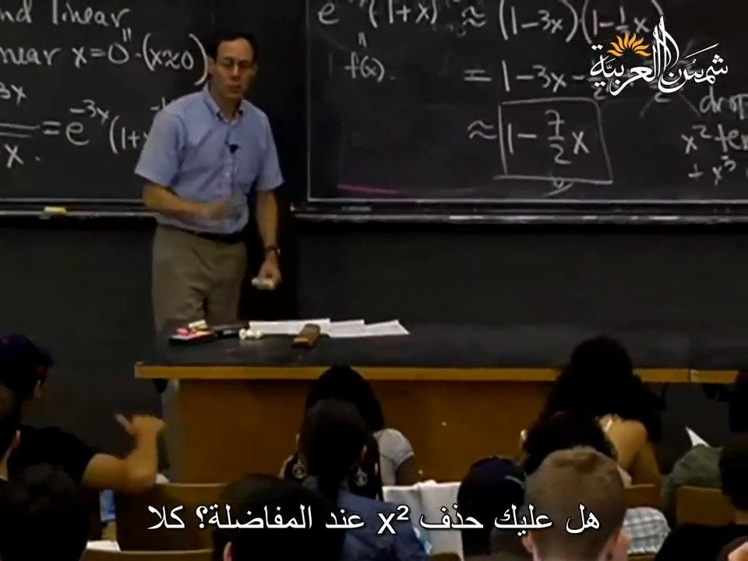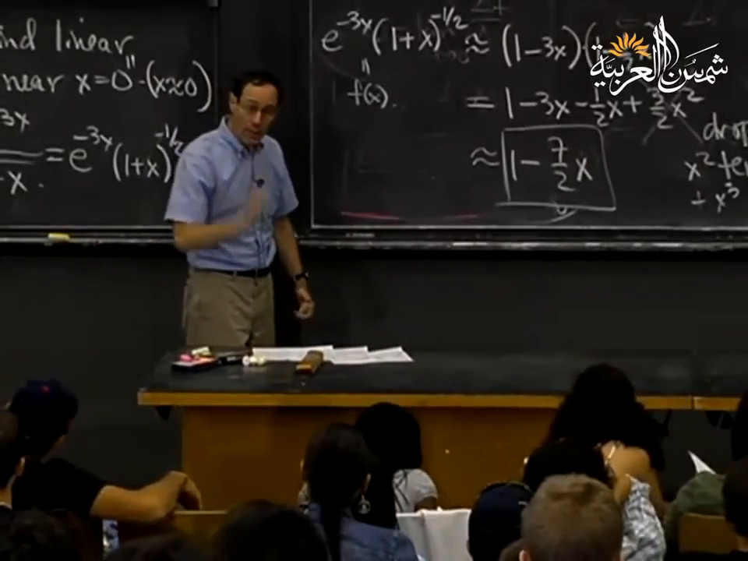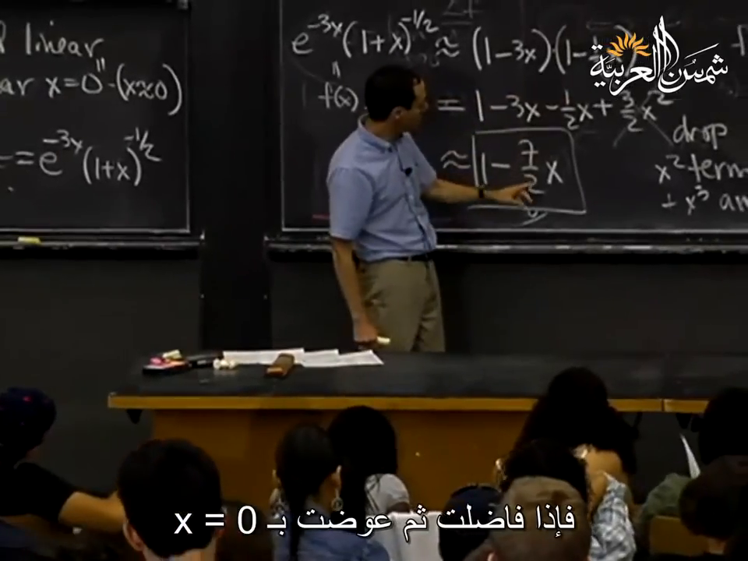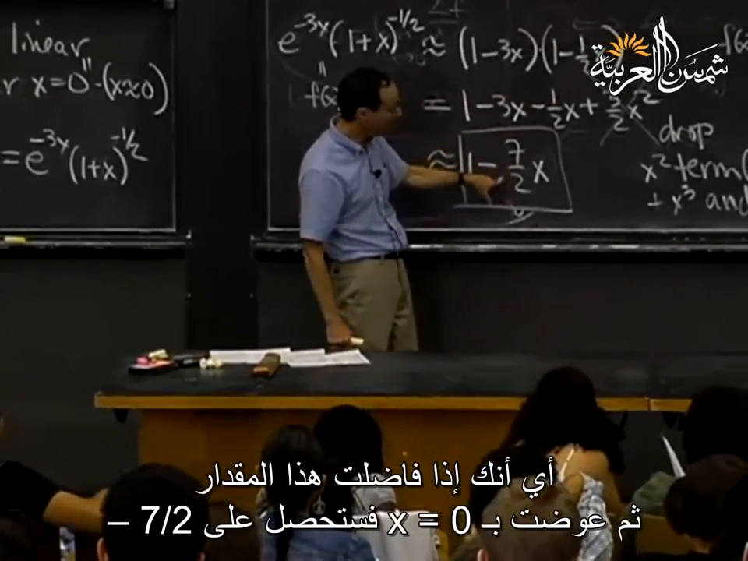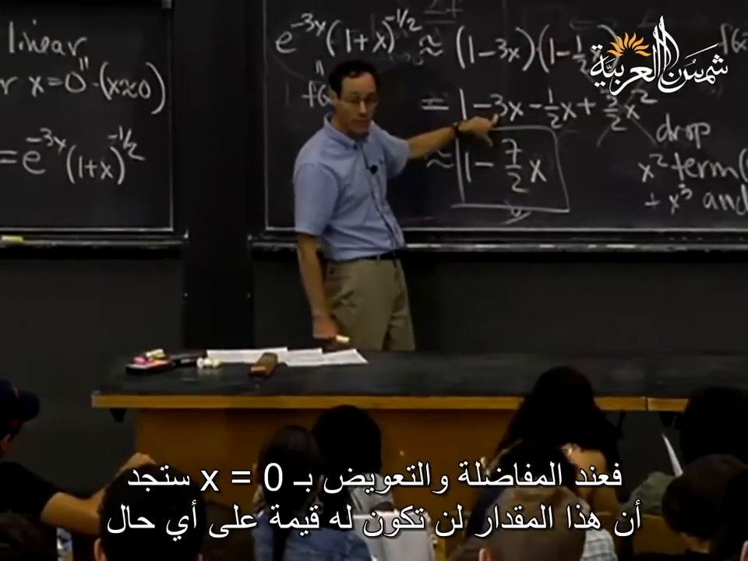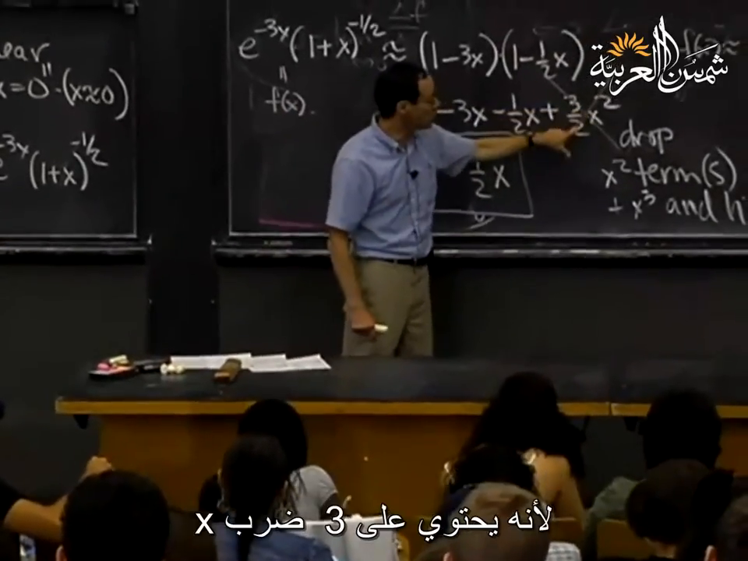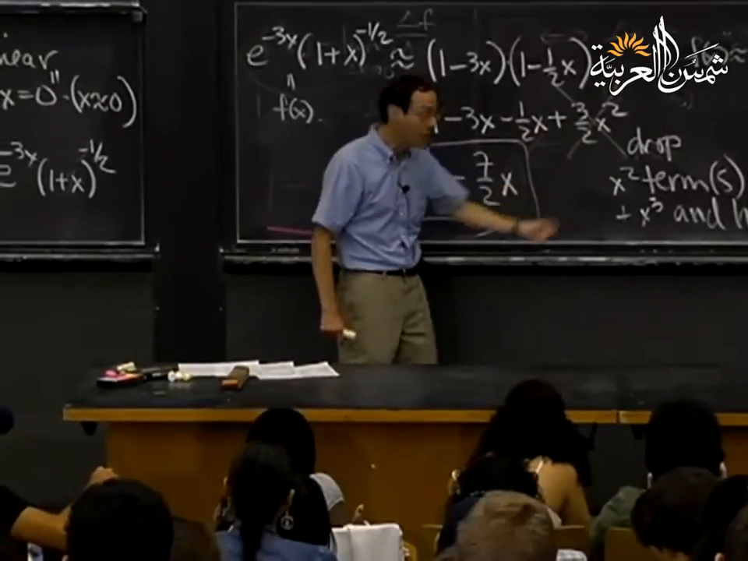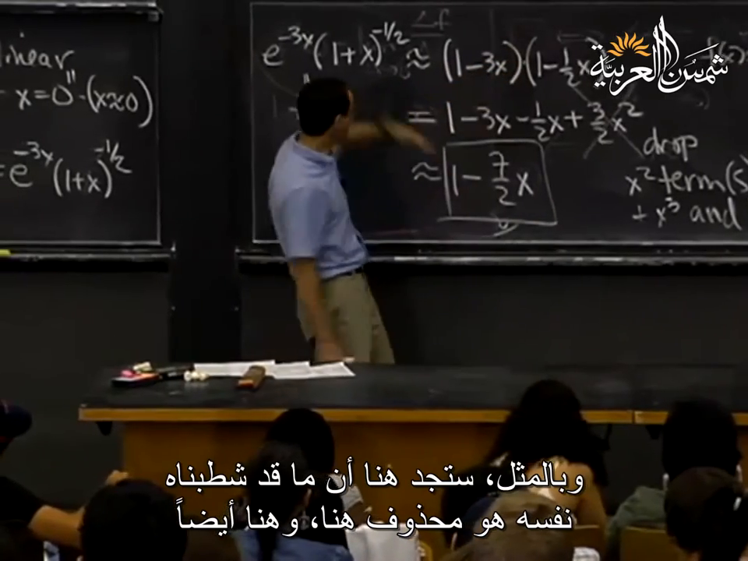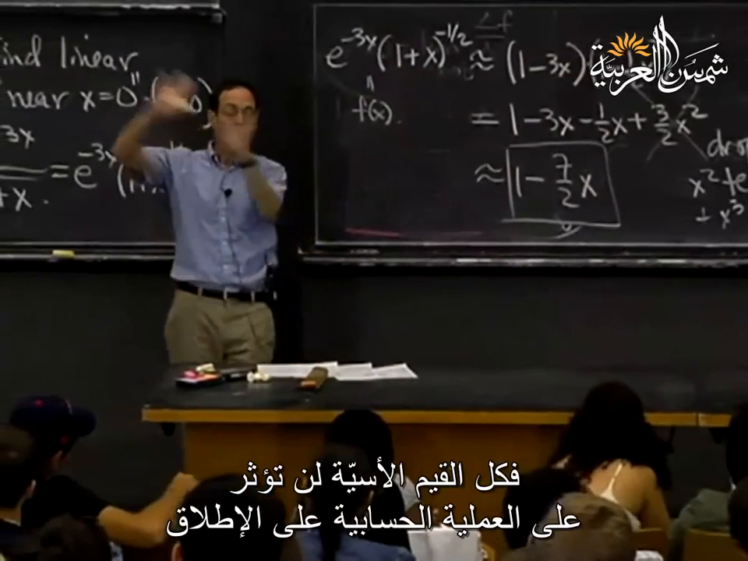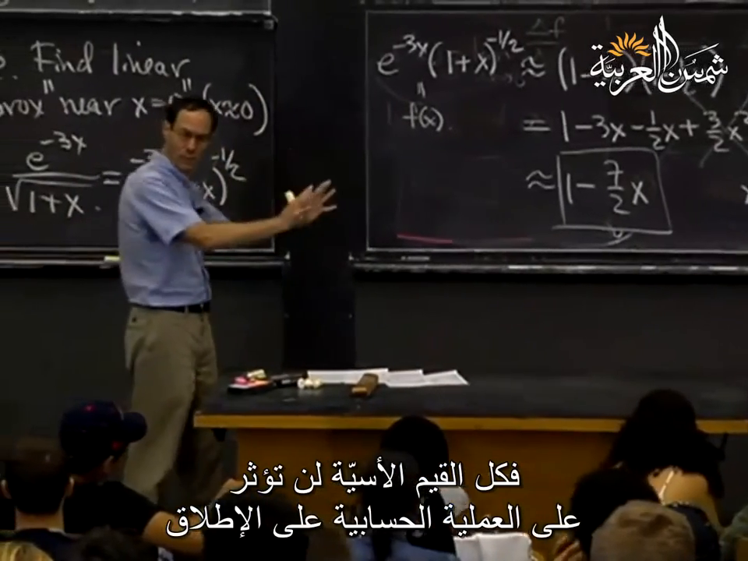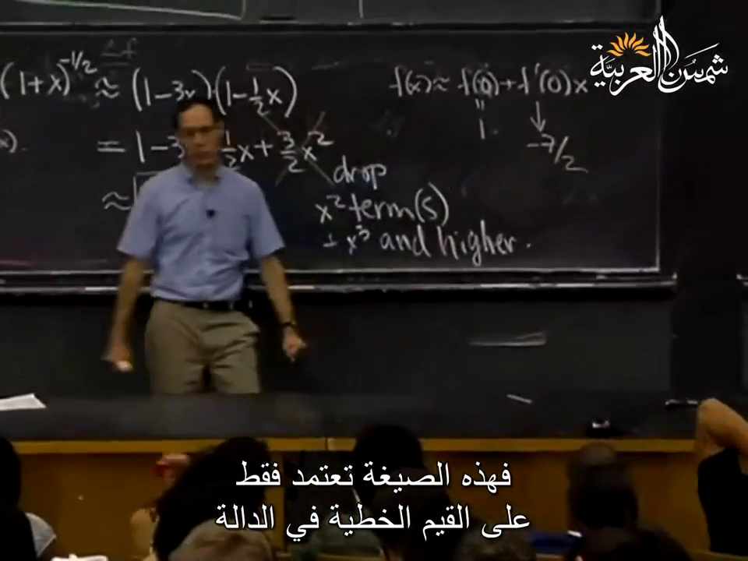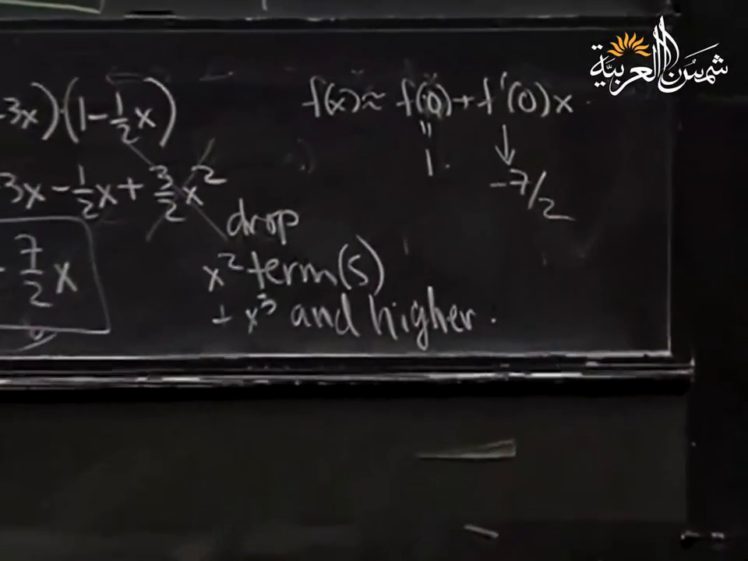Would you have to throw away an x squared term if you differentiated? No. In fact, we didn't really have to do that here. If you differentiate this and you plug in x equals 0, you get -7/2. If you differentiate this and plug in x equals 0, this term still drops out because it's just a 3x when you differentiate, and then when you plug in x equals 0, it's gone too. Similarly, if you're up here, it goes away, and over here, it goes away. So the higher order terms never influence this computation. This just captures the linear features of the function.